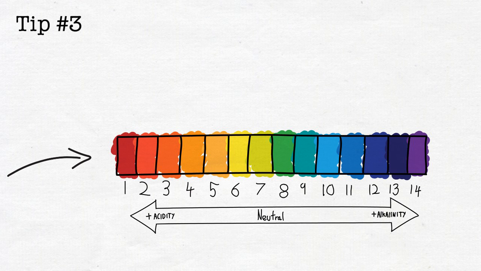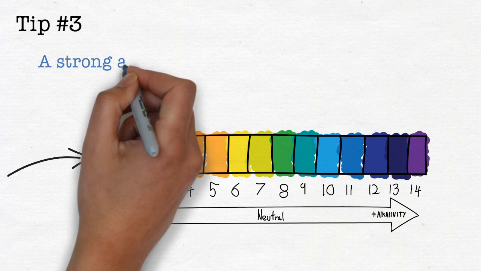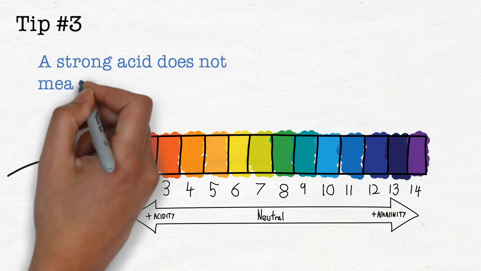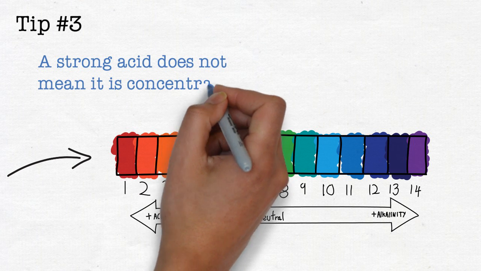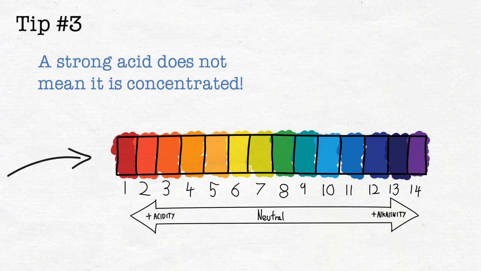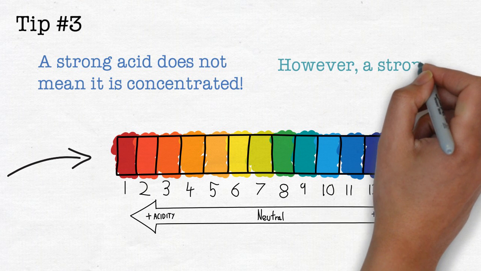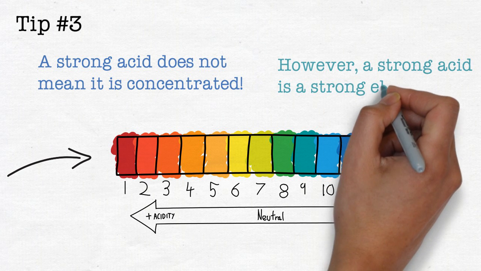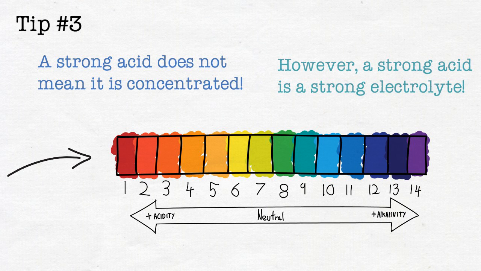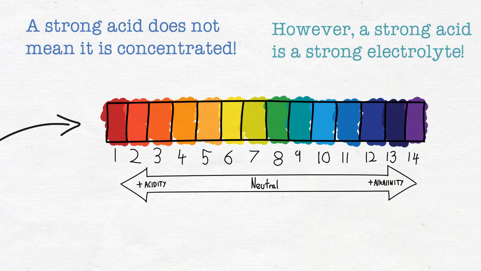So tip number 3. We need to make sure we remember that a strong acid does not mean that it is concentrated. It could be dilute. However, a strong acid does mean that it's a strong electrolyte. It's fully dissociated. A weak acid is a weak electrolyte, partially dissociated.